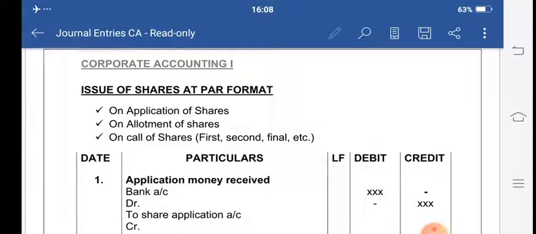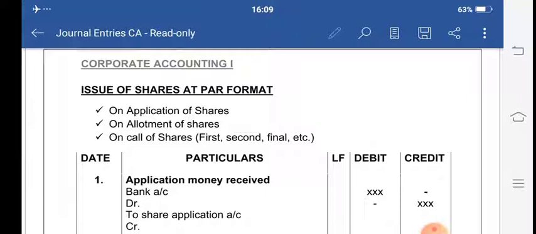In the last class we saw the meanings of shares and company, what equity shares are, what preference shares are, as well as the issue of shares at par value, at discount value, and at premium value. So there are many concepts we saw in the last lecture. Now in this class we will see the format for the issue of shares.